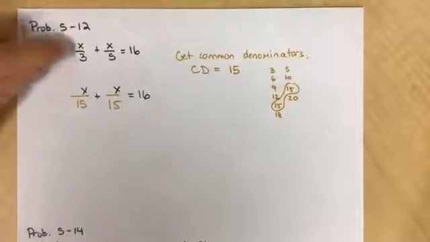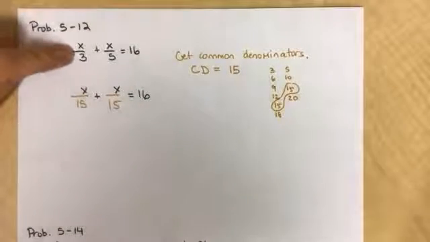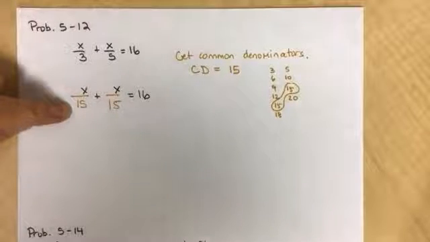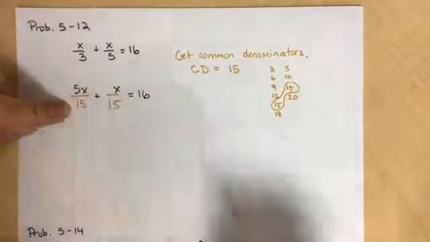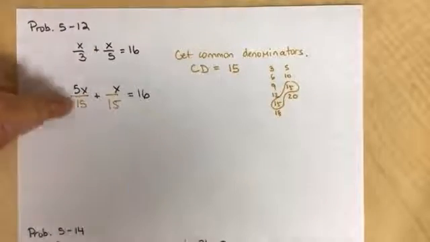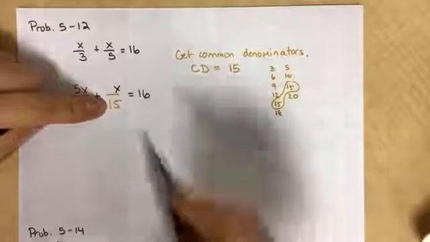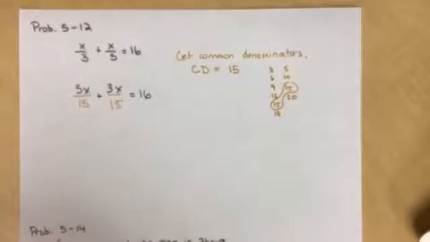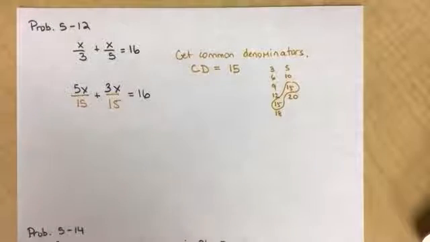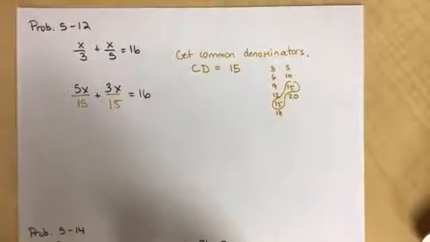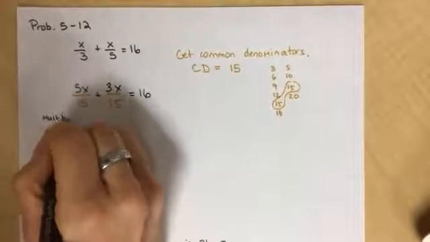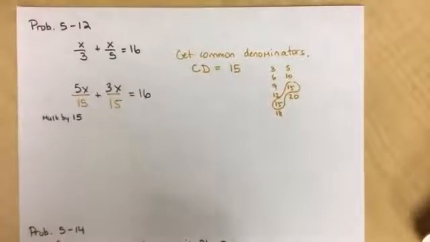So now the question is, if I have thirds and I'm changing to 15ths, what's the scale factor? It's 5. So I have to scale factor my x. When I change 5 to 15ths, what's my scale factor? It's 3. So I am going to scale up by 3. Now that I have this, I have my one single denominator. So now I can multiply the entire equation by 15.